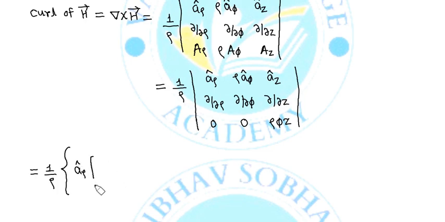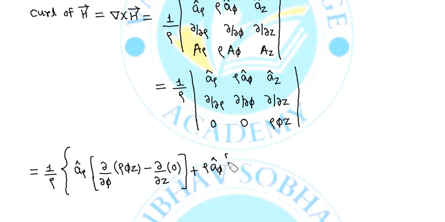Next, d by d phi of your rho phi z. This one over here, d by d phi of that rho phi z, minus d by dz of 0, plus, what is the second term? We have this rho into a phi cap. Then this d by dz of 0.